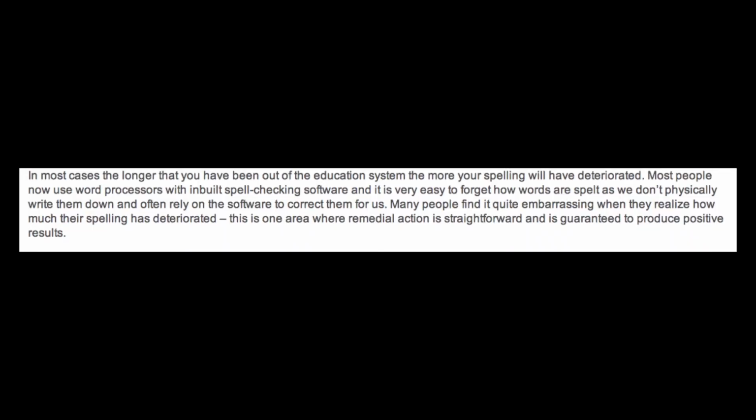In most cases, the longer that you have been out of the education system, the more your spelling will have deteriorated. Most people now use word processors with inbuilt spell checking software, and it is very easy to forget how words are spelled, as we don't physically write them down and often rely on the software to correct them for us. Many people find it quite embarrassing when they realize how much their spelling has deteriorated. This is one area where remedial action is straightforward and is guaranteed to produce positive results.